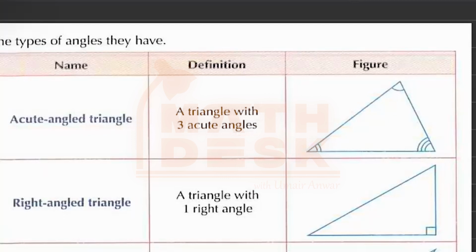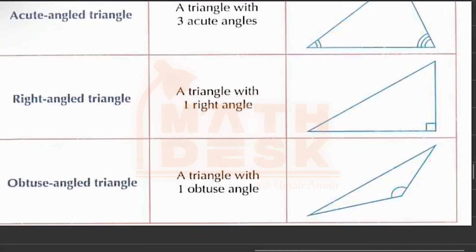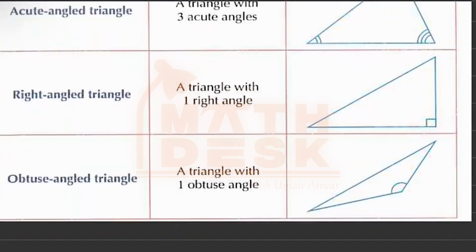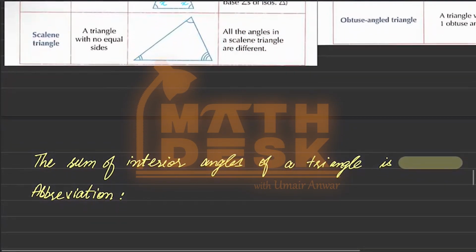If one of the angles is a right angle, then the triangle is called a right angle triangle. Right angle is over here. And if one of the angles is obtuse, meaning that it is greater than 90 and less than 180, then this triangle is called an obtuse angled triangle. So this was about the types of the triangle.